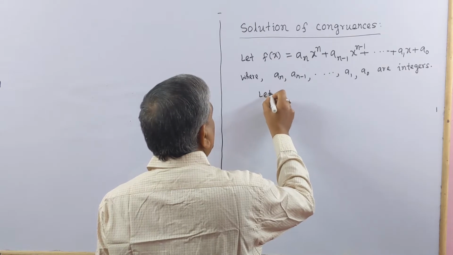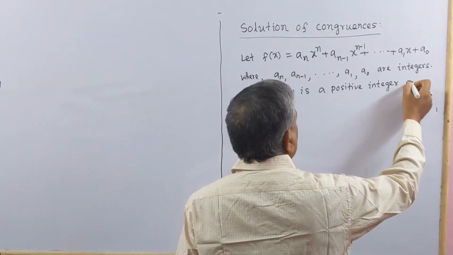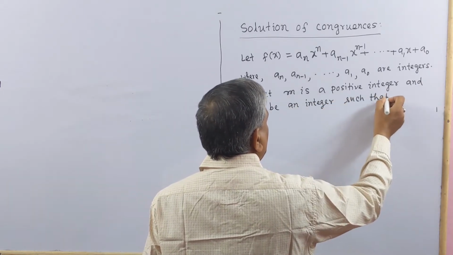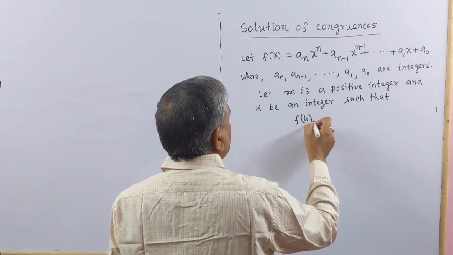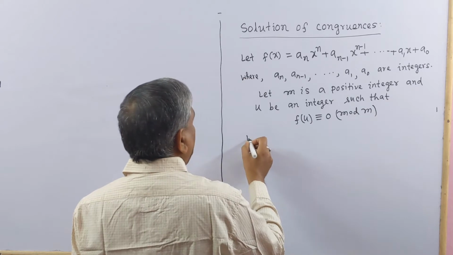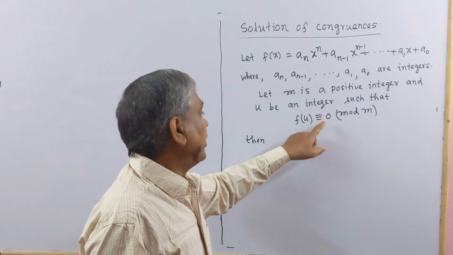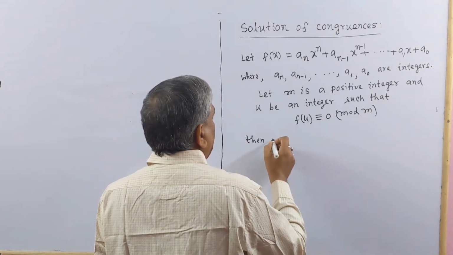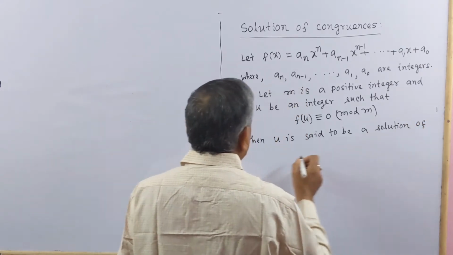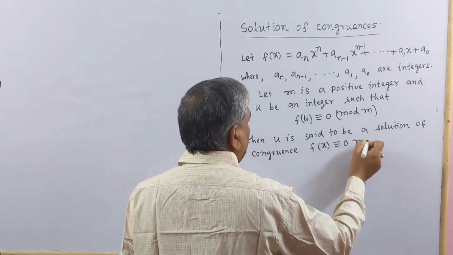Let m be a positive integer and u be an integer such that if f(u) is congruent to 0 modulo m, then u is said to be a solution of the congruence f(x) congruent to 0 modulo m.